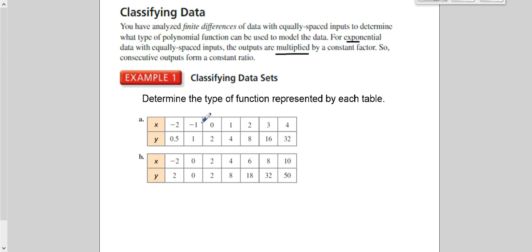So in other words, as long as your x's are increasing by the same amount, analyze your y's. If I go from here to here, can we multiply by the same number each time? What do we multiply by? Yep, times 2. We're multiplying each time. Does that work here also? 0.5 times 2 would be 1.0. Yep. So that is an exponential function.